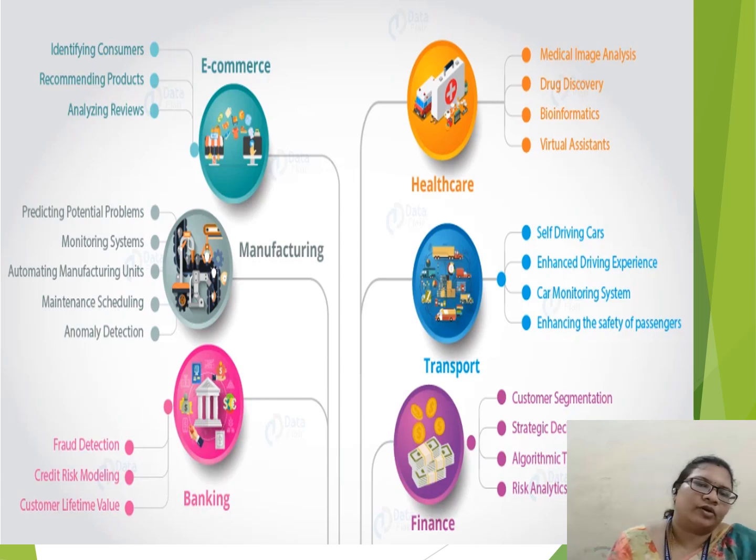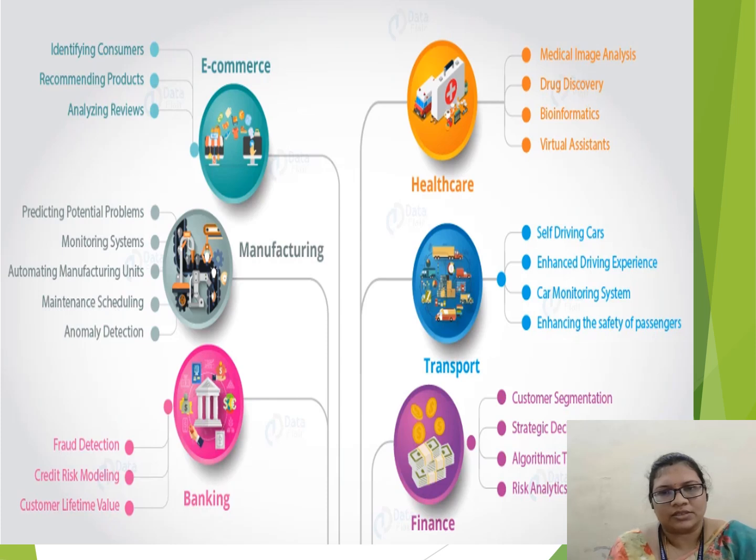Next is transport. For transport, we have self-driving cars like Tesla. Here also the data is already collected and the information is stored in the self-driving cars. It enhances the driving experience, like it will always show where the traffic is. Whatever information we need is sent to the particular person. And the car monitoring system enhances the safety of passengers. These are the applications of data science used in transport.